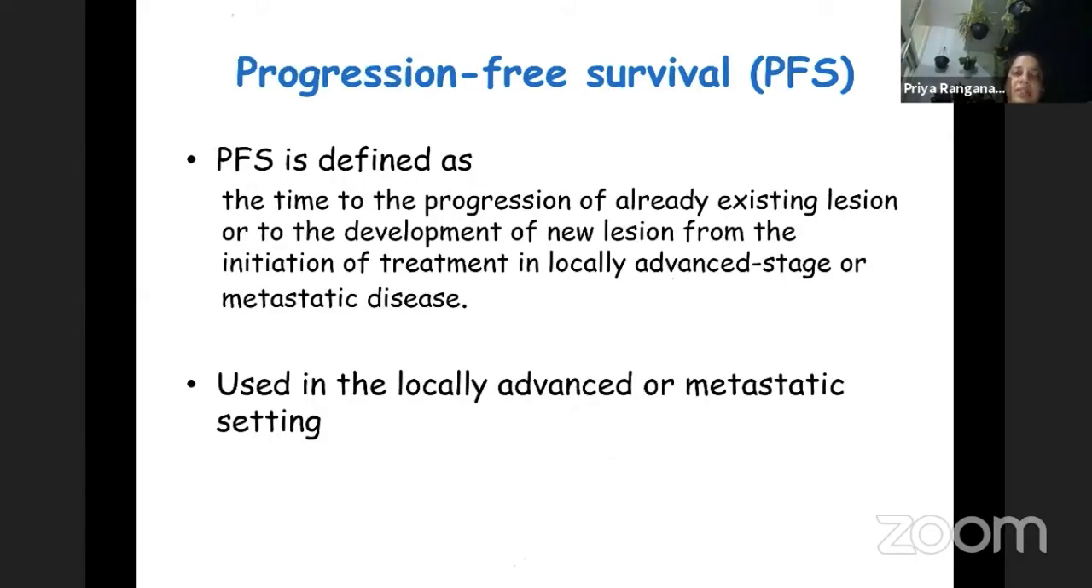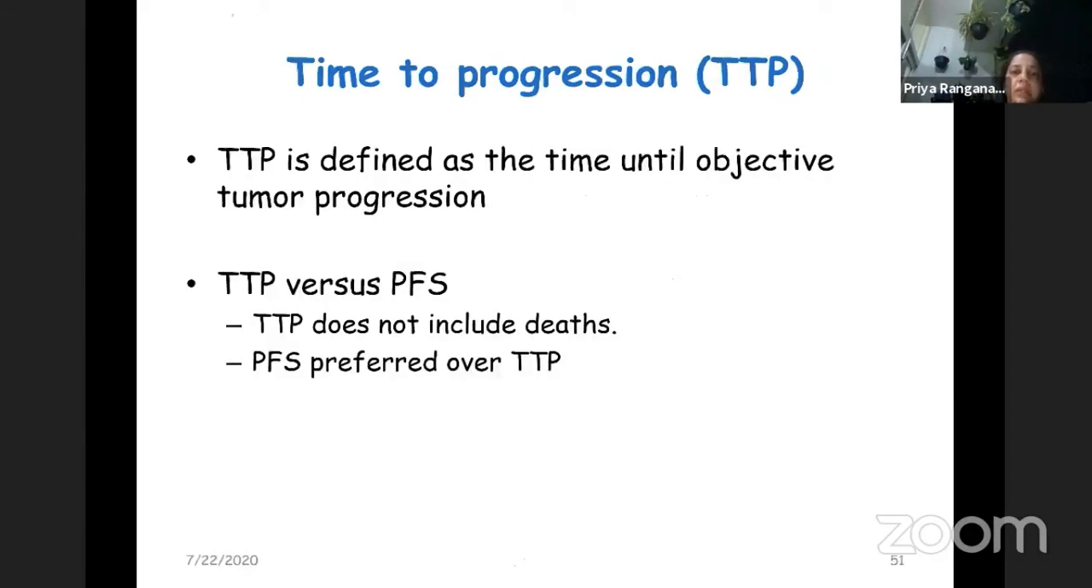Progression-free survival is defined as time to progression of existing lesions or development of a new lesion. Okay? And this is used in the locally advanced or more commonly in the metastatic setting. So when you have somebody with metastatic disease and you're monitoring for worsening of that disease, you would talk about PFS, which is progression-free survival.